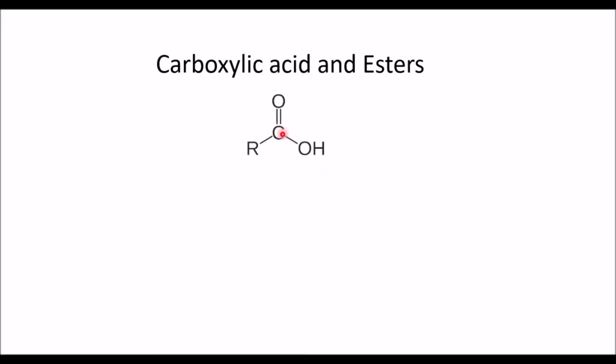A carboxylic acid is an organic acid characterized by the presence of at least one carboxyl group. A carbonyl group and a hydroxyl group together make a carboxyl group. The general formula of a carboxylic acid is R C double bond O OH, where R can be an alkyl group or an aromatic group.